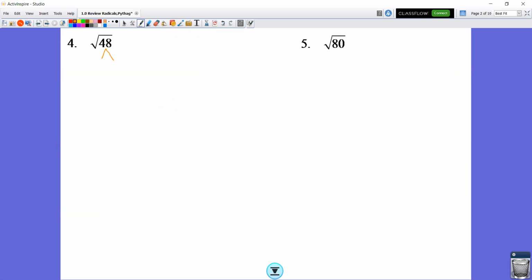So I am going to use 3. 3 goes into 48 16 times, right? And then 16. Once you get to that point and you're like, oh my God, 16 is a perfect square, you can go ahead and do this and have your pair of numbers. And then this would break down to 4 root 3.